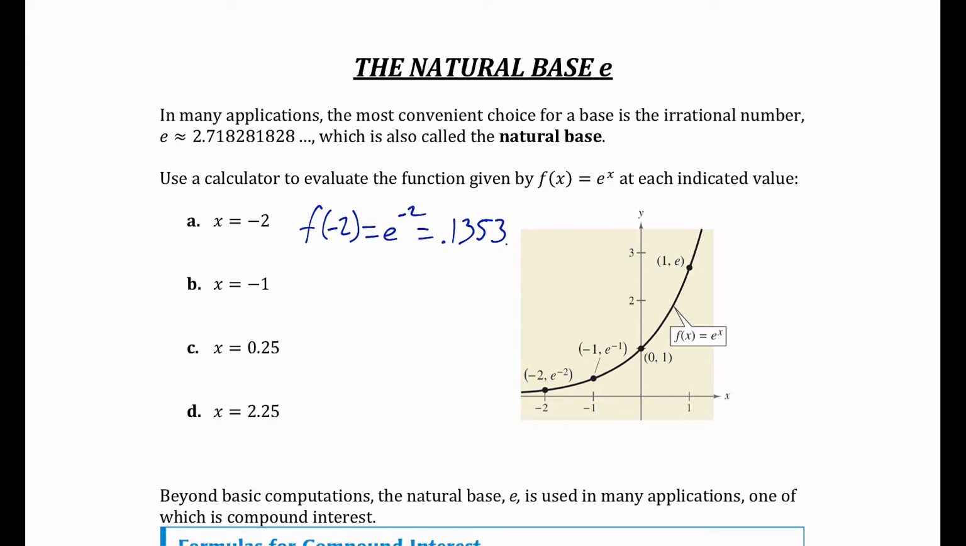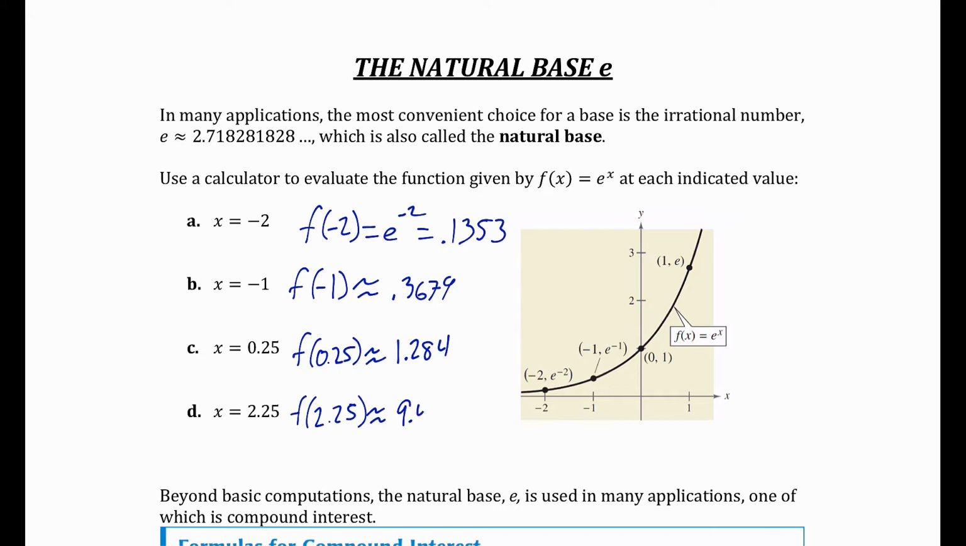So let's just go 4 decimal places and call it good. Plugging in f of negative 1, you can plug these in on your own. In fact, I'm going to encourage you to pause the video before you go any further. And clearly you've paused it. So f of negative 1: e to the negative first is about 0.3679. Next one, f of 0.25, so e to the 0.25 is approximately 1.284. And the last one, f of 2.25, so e to the 2.25 is approximately 9.4877.